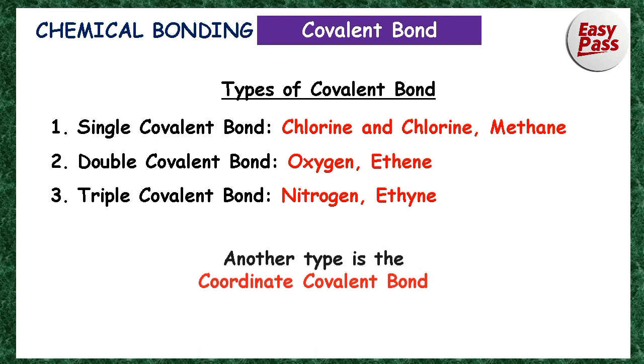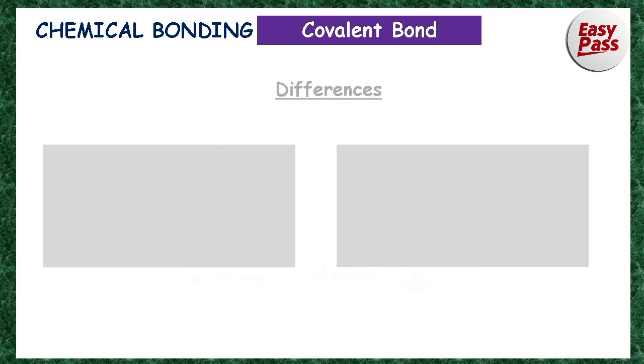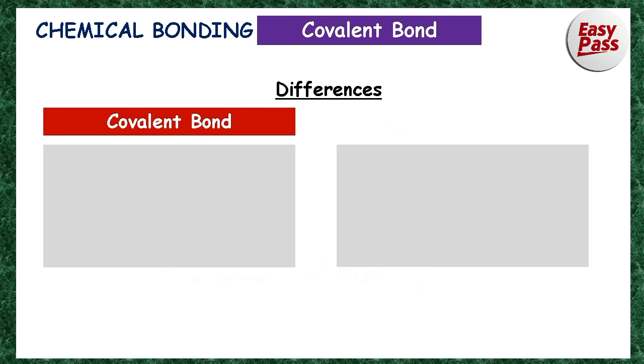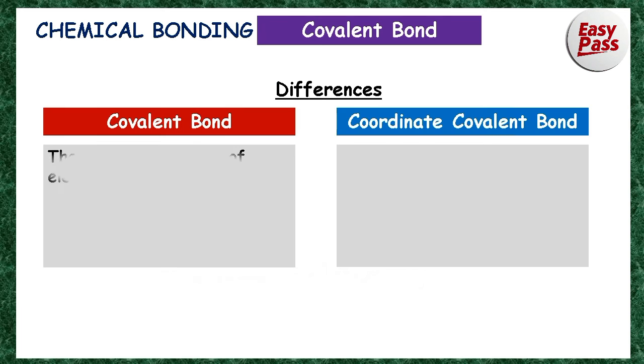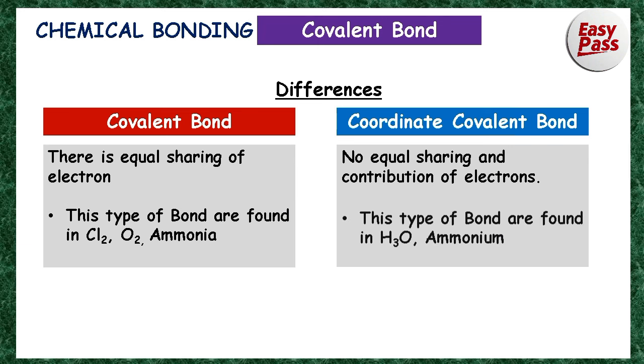The difference between coordinate covalent bond and covalent bond is that in covalent bond, electrons are shared, no transfer. But in coordinate covalent bond, there is no equal sharing and contribution of electrons. Rather, it is one atom that contributes the electrons for sharing. In covalent bond, there is equal sharing of electrons, while in coordinate covalent bond, there is no equal sharing of electrons. A coordinate covalent bond is a bond which is formed when one reactant possesses a lone pair.